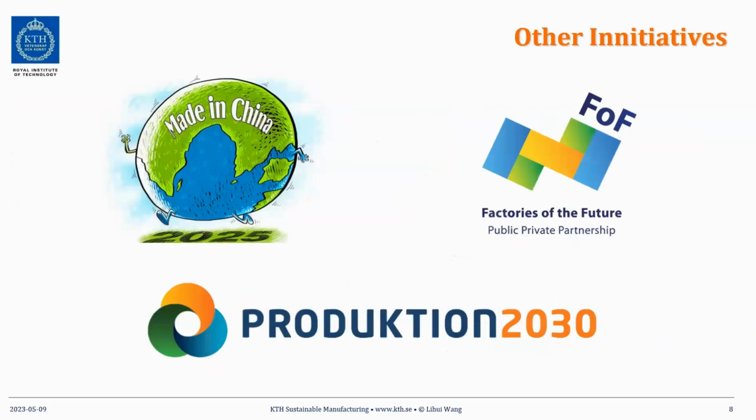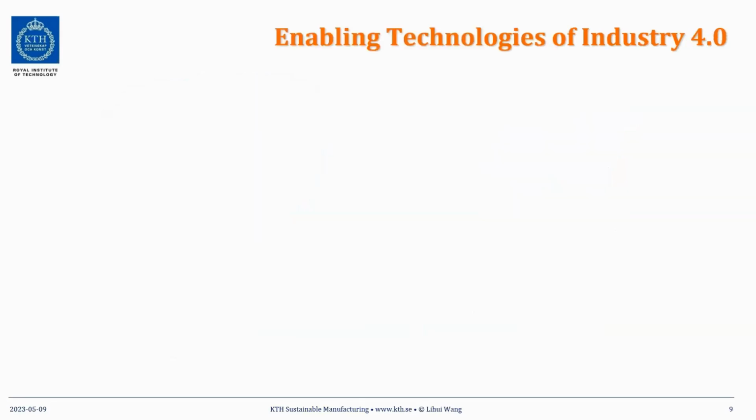In other parts of the world, there are different roadmaps. Some of them you already heard. Made in China 2025 is one of them. Factories of the Future, especially in Europe, was very popular. I participated in several of the programs in FoF. And in Sweden, we have a Production 2030 initiative as well, funded by the national government.